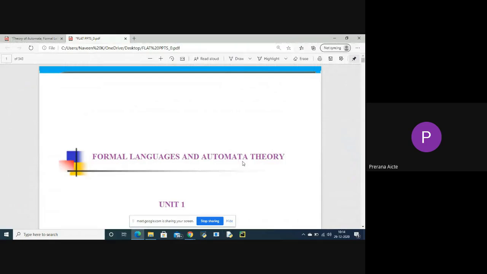In the entire syllabus of theory of computer science, you have major questions from finite automata and regular languages, context-free grammar and pushdown automata, and we have very few questions from Turing machine. As these two topics, finite automata and pushdown automata, are very important, the maximum questions come from the same unit only.